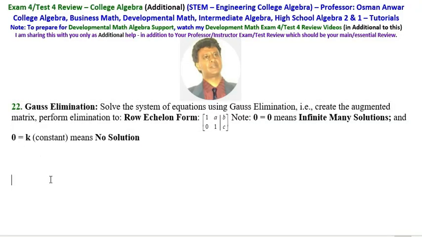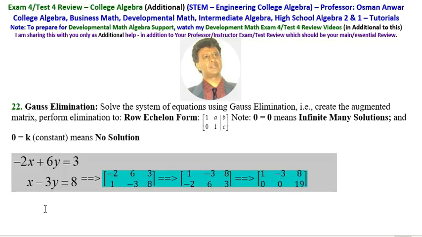22 is another Gauss elimination. Solve the system of equation using Gauss elimination. That is, create the augmented matrix, perform elimination to row echelon form, which is 1, 1 in the diagonal, 0 below the diagonal, and A above the diagonal, B, C. Note when 0 equals 0 means infinitely many solution, and 0 equals a constant k means no solution.